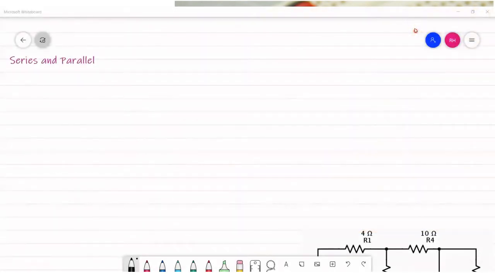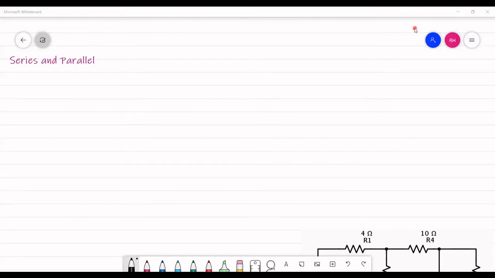Hello everyone. In this session, let us discuss series and parallel connection of elements. First, let me introduce you to the definition of series and parallel elements. Two or more elements are said to be in series if they have the same current flowing through them, and two or more elements are said to be connected in parallel if they experience the same potential.